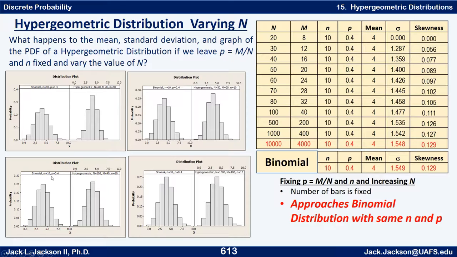When you go down here to hypergeometric with 100, that's this line right here in the table, now these things are starting to look pretty close to the same. Looking visually, it's kind of hard to tell those apart. And by the time we get to 1,000, these two distributions look almost identical, at least to the eye, and you can see that their parameters, the mean, standard deviation, and skewness, seem to be all the same or very close.